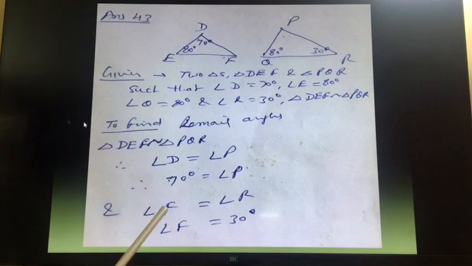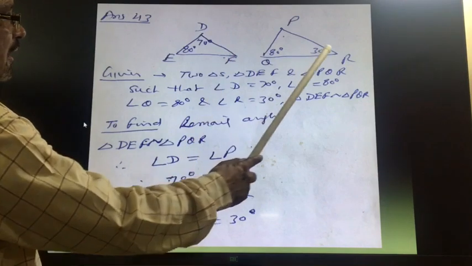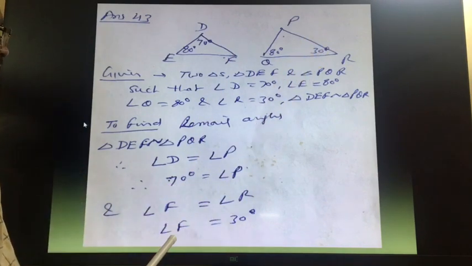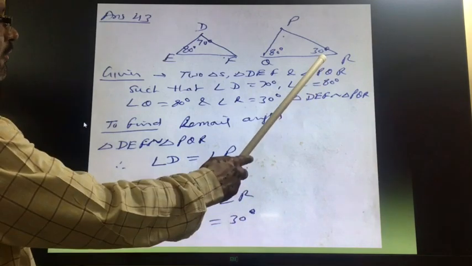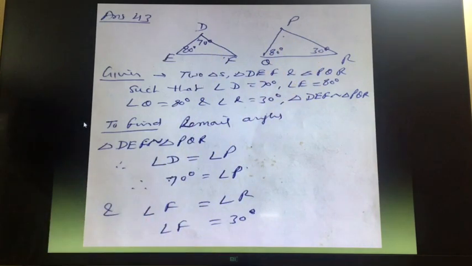Similarly, angle at F will be equal to angle at R. R is equal to 30 degrees, already given, so angle F will be equal to 30 degrees. So the unknown angles are 70 degrees and 30 degrees. Angle P is 70, angle F is equal to 30 degrees.